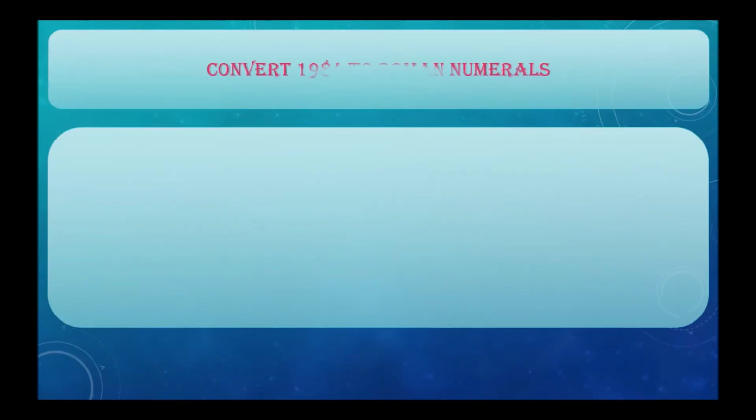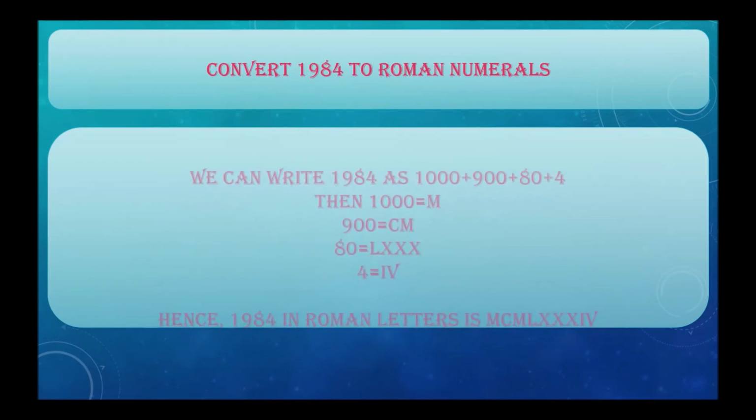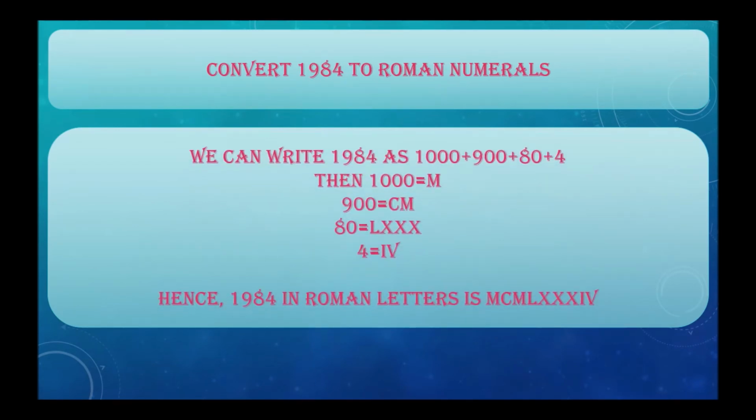The second question is, convert 1984 to the Roman numerals. So we can write 1984 as 1000 plus 900 plus 80 plus 4. Then 1000 is M, 900 is CM, 80 is LXXX, 4 is IV. Hence, in Roman letters, 1984 is MCMLXXXIV.